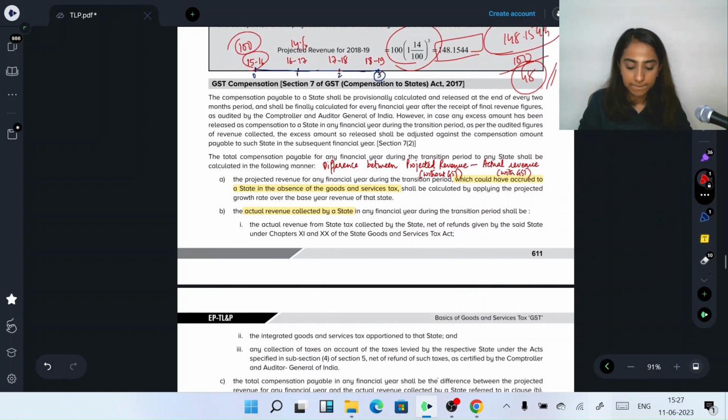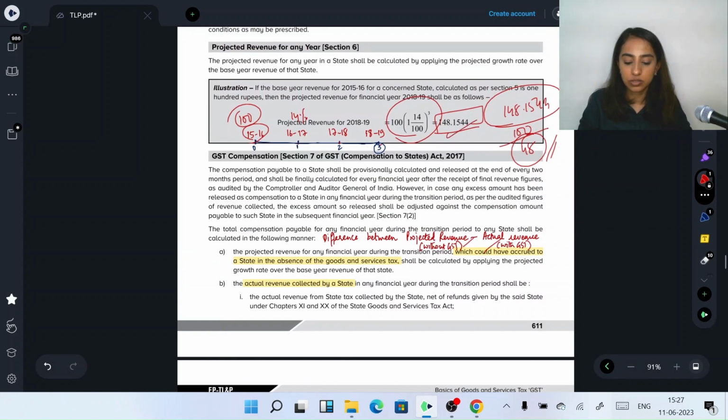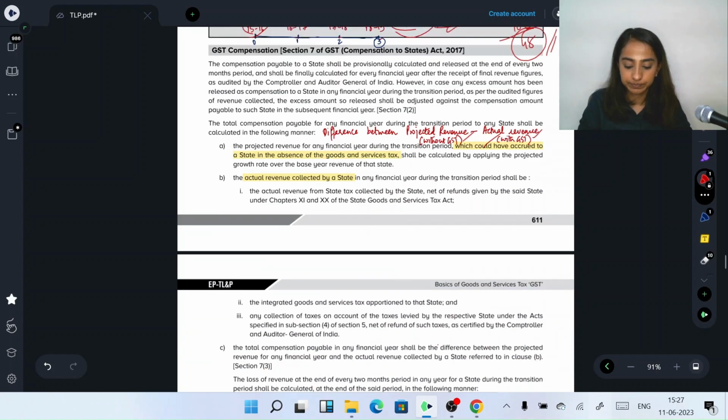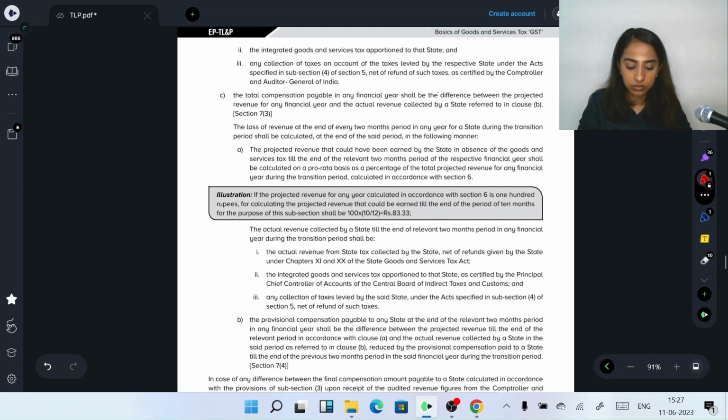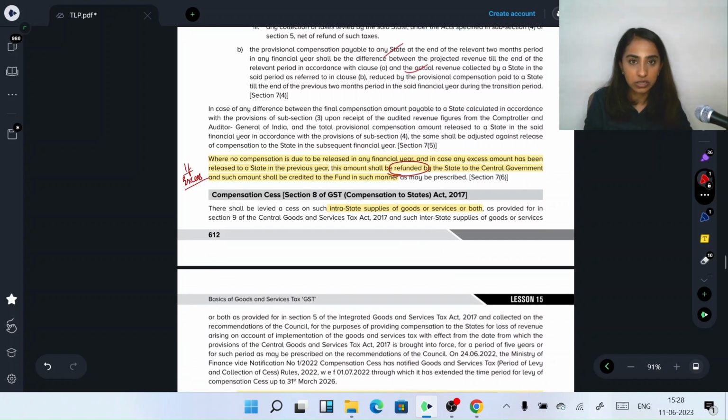Understood? Now the difference between projected revenue and actual revenue, right? This is the projected revenue, this is the actual revenue. Now again here also they're talking of the chief controller of accounts, actual revenue net of refunds, etc. I think this is more than enough for you to understand. And if at all the center ends up paying more to the state government than what it really has to pay, then obviously the state will have to give back or refund the excess to the central government.